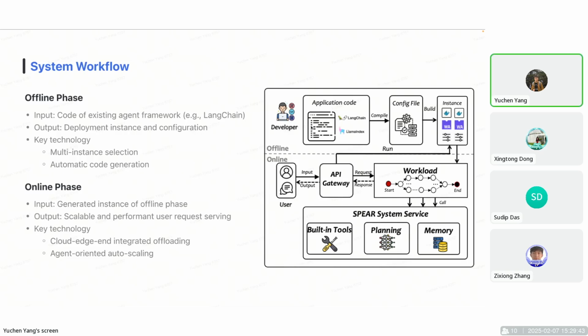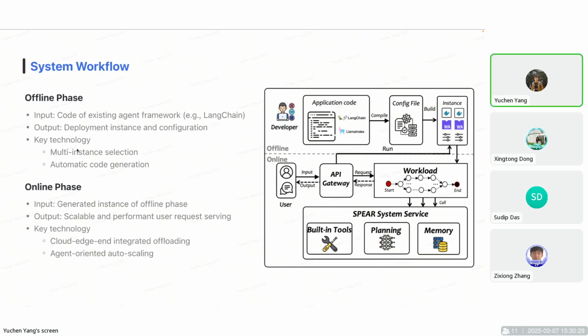As the output of the offline phase, we're gonna build an instance with your application code and all the needed configuration files. The key technologies here are two. The first one is multi-instance selection. This technology helps us decide the best way to run a program, whether as a container, like a Kubernetes container, or a module, or a standalone process. It depends on the environment that you are running this program in, for example a Kubernetes environment, a virtual machine, or even bare metal.